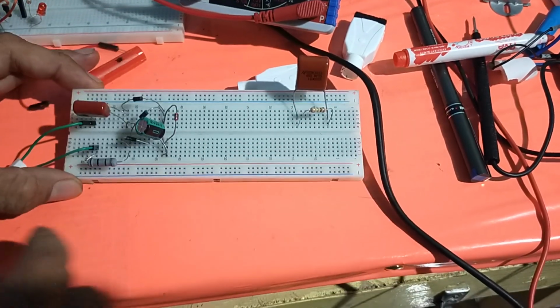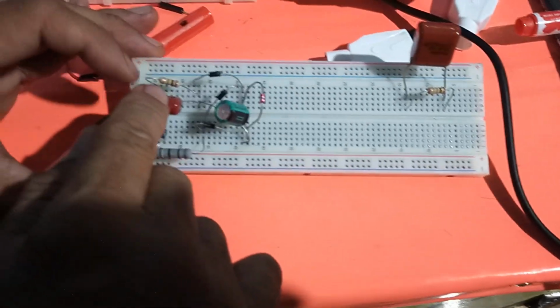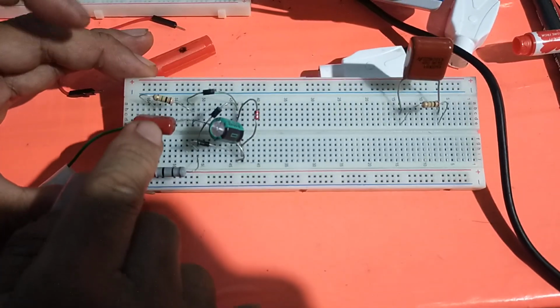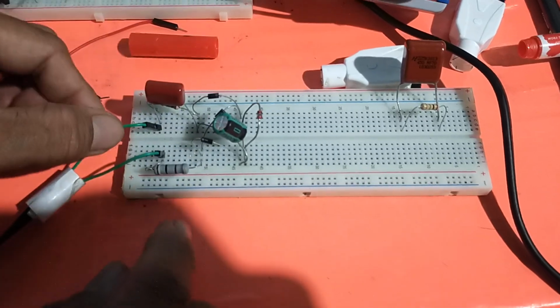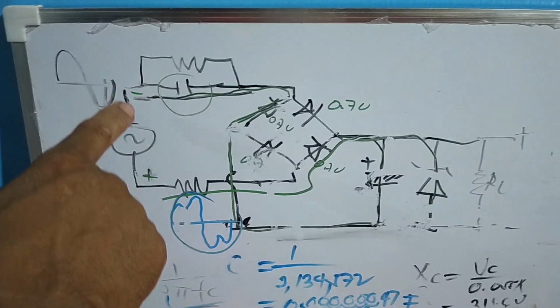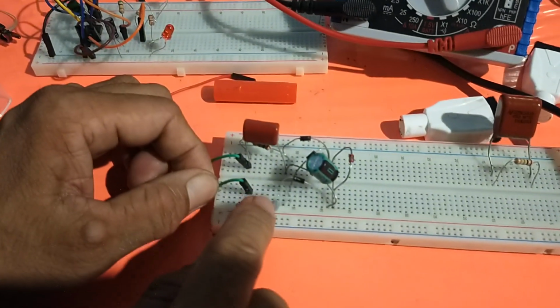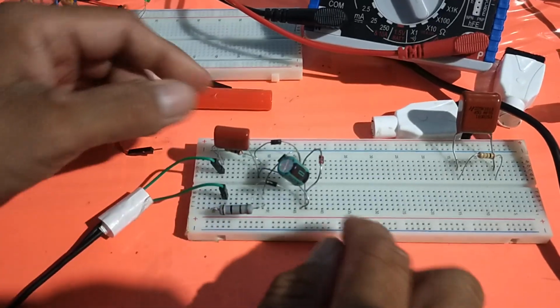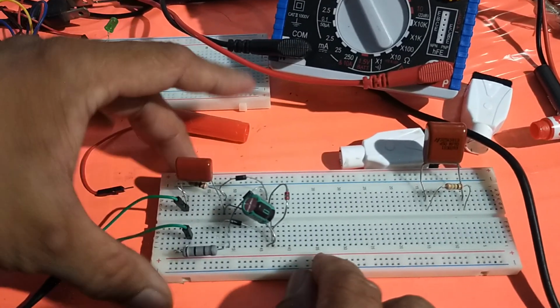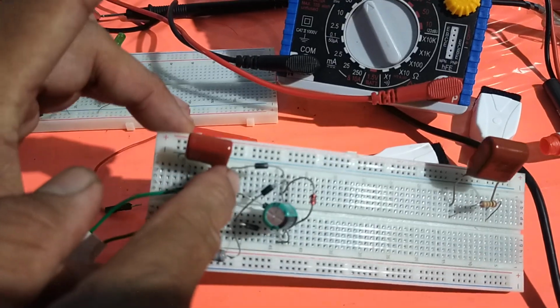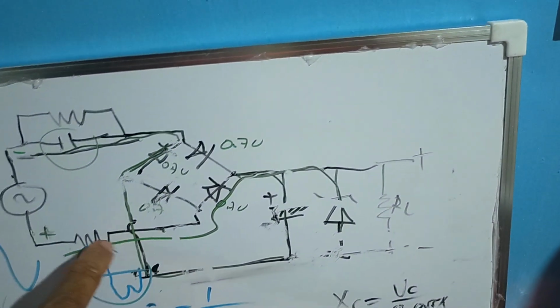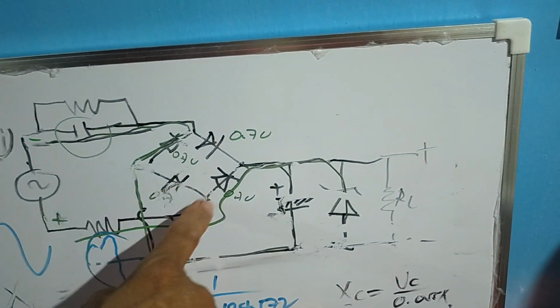Let us check again. The resistor is across this capacitor, connected with the AC power line here. Then the other line is connected with the resistor. We have here 100 ohms. Then two diodes are connected, anode and cathode. So anode and cathode. The other line is cathode and anode.